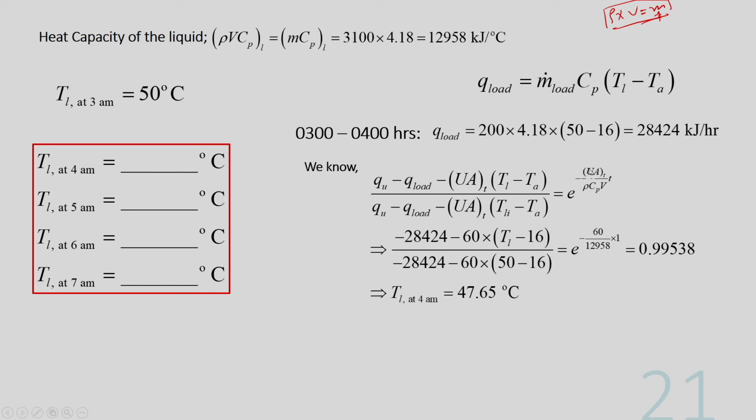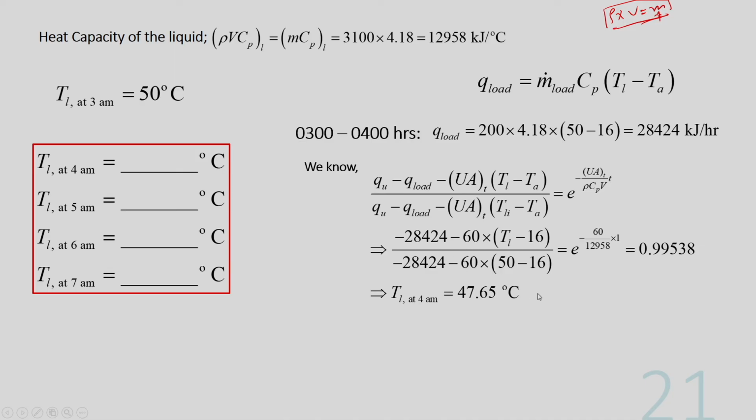and this is also known, UA rho CPV, these values are known, and this T is 1 hour. So this will be about 0.99538. Okay. So the only unknown is TL. So this calculation is for 4 AM. Okay. So TL at 4 AM will be 47.56 degree Celsius.